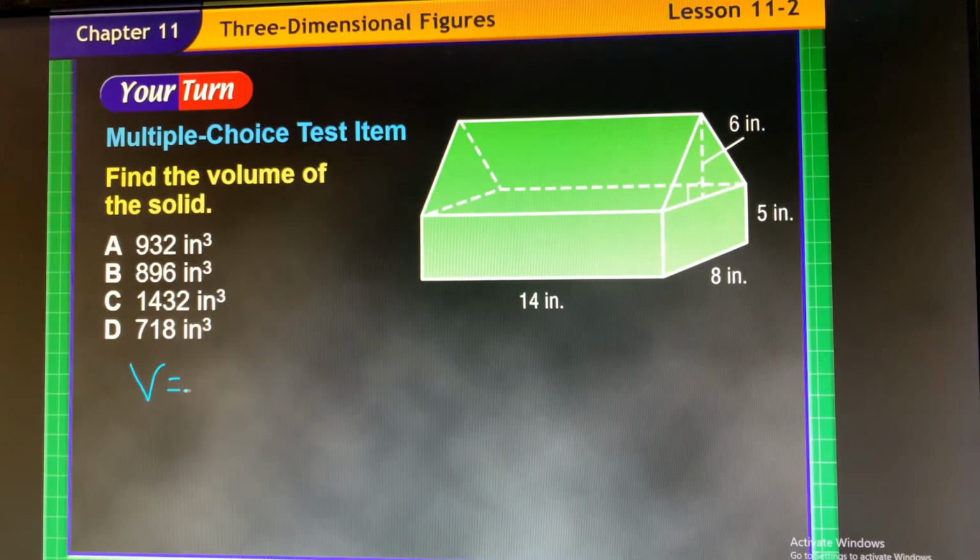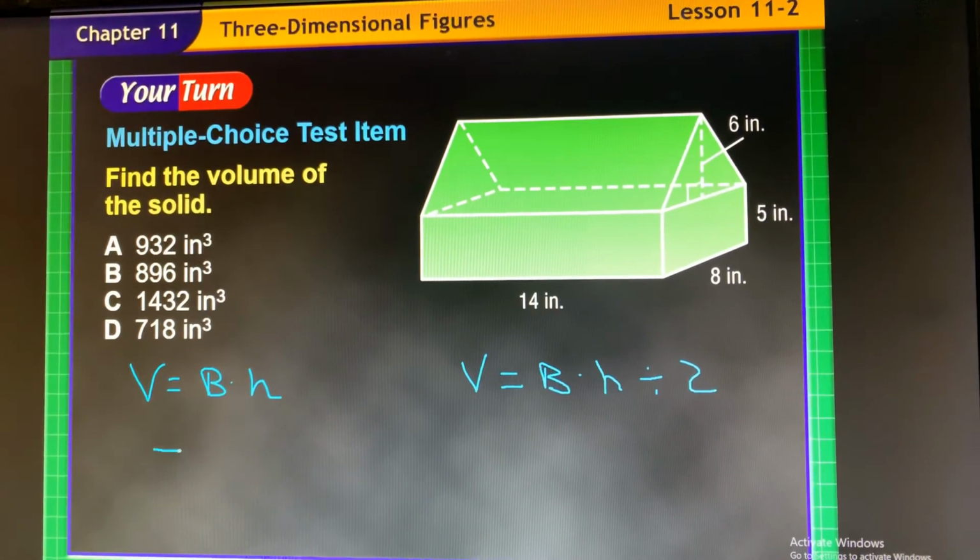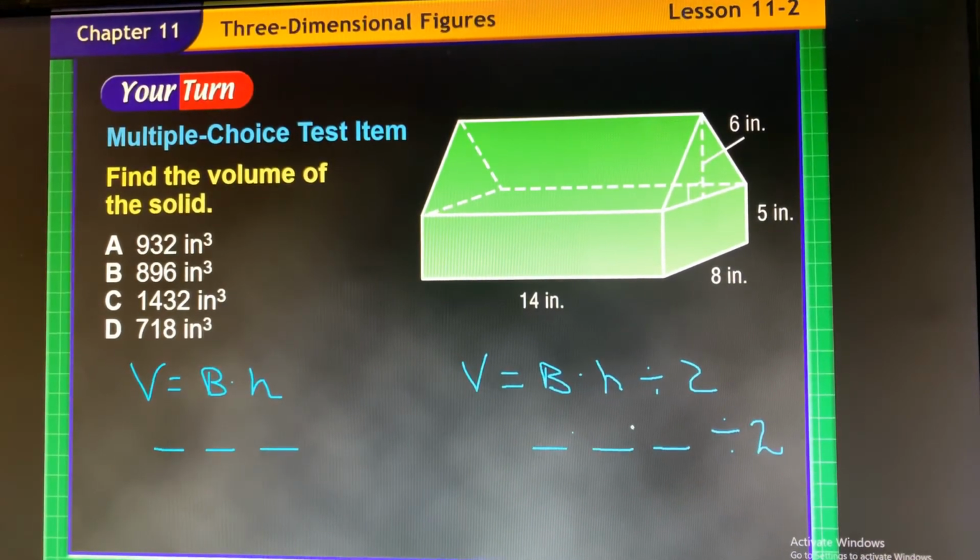I got the volume of the bottom half, and I have the volume of the top half. Both of them have 3 lines. This one just happens to have a divided by 2 because a triangular prism is half of a rectangular prism. Have you heard that yet? Or is that new to you? So I have a 14 by 8 by 5. It doesn't matter how you multiply those numbers.